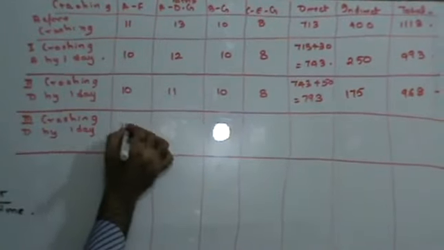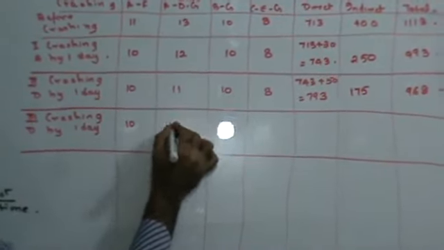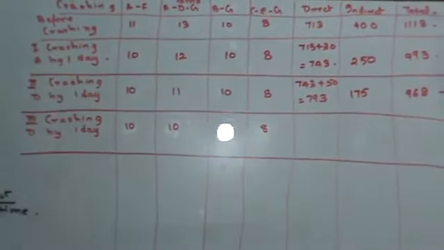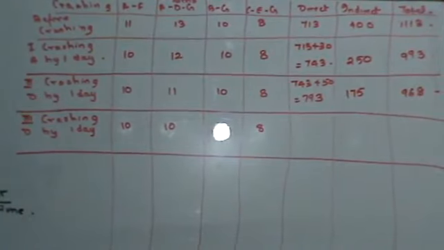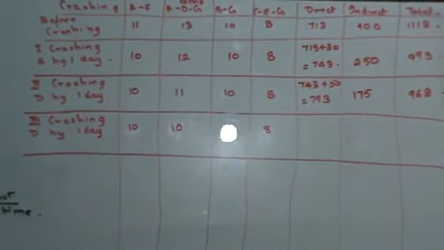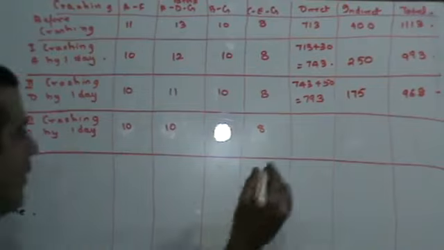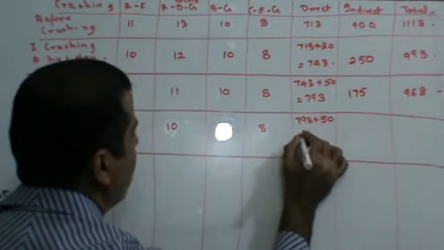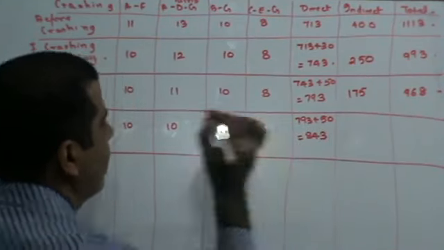So this will become 10. This, I'm crashing D by 1 day, so this will become 10. There's no D here. This will become 10. This will become 8. Okay. Now I already told you that the crashing cost of D is 50 rupees. 793 plus 50 is going to be 843.